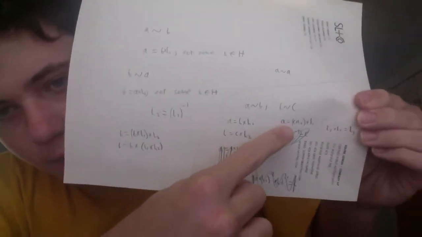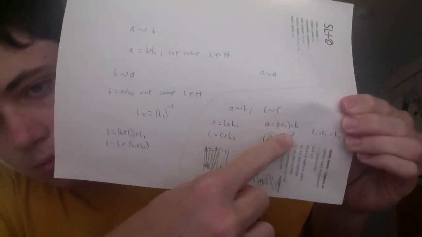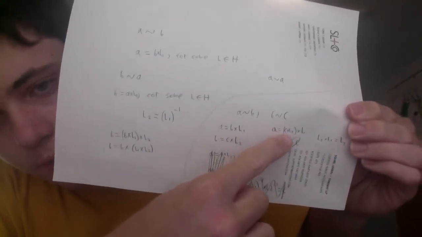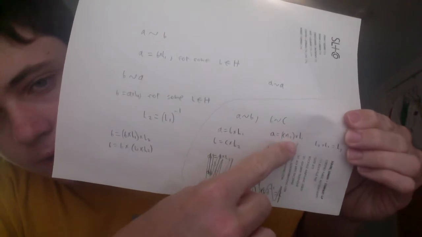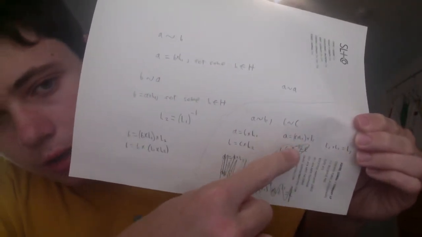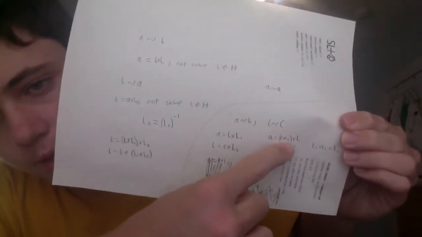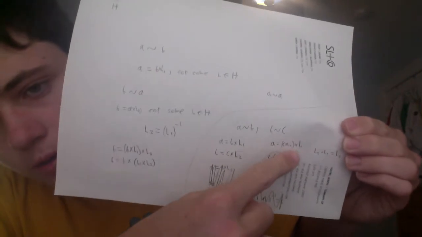Okay, so now because we know what B is, C times H2, we substituted it, right? Okay, so now we have C times H2 times H1 is equal to A, right? Now because of the associativity, where the parentheses don't matter, I can multiply these two first and then multiply by C. So we get H2 times H1 times C.